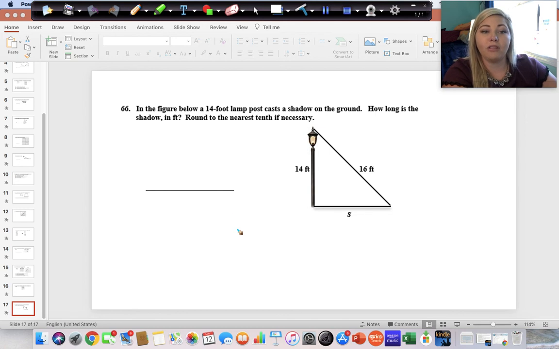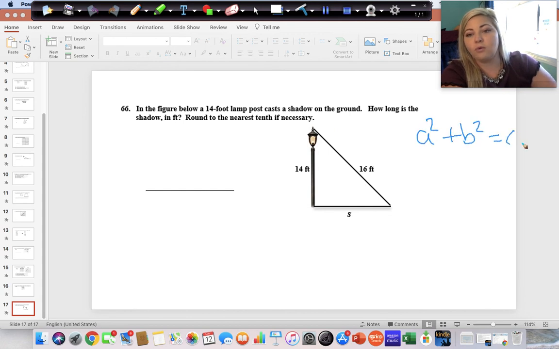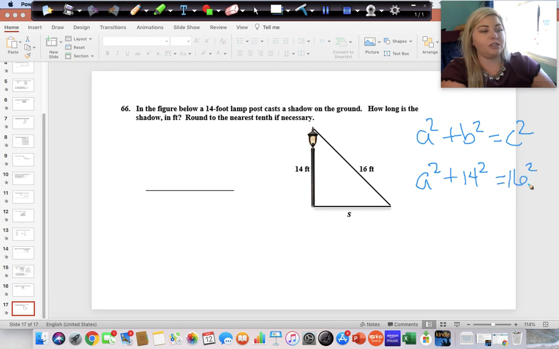Okay, and the last one, it says, in the figure below, a 14-foot lamppost casts a shadow on the ground. How long is the shadow in feet? Round to the nearest tenth if necessary. Again, this is just a squared plus b squared equals c squared. Our a squared we don't know. Our b squared is 14 squared, and then our c squared is 16 squared.